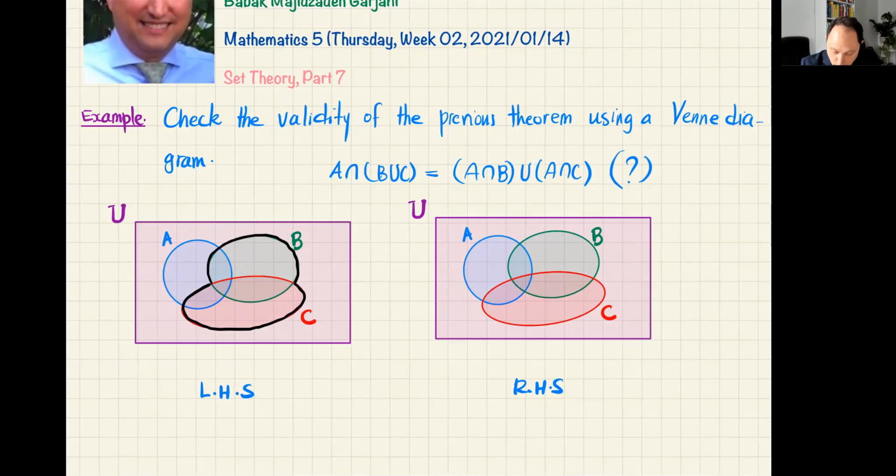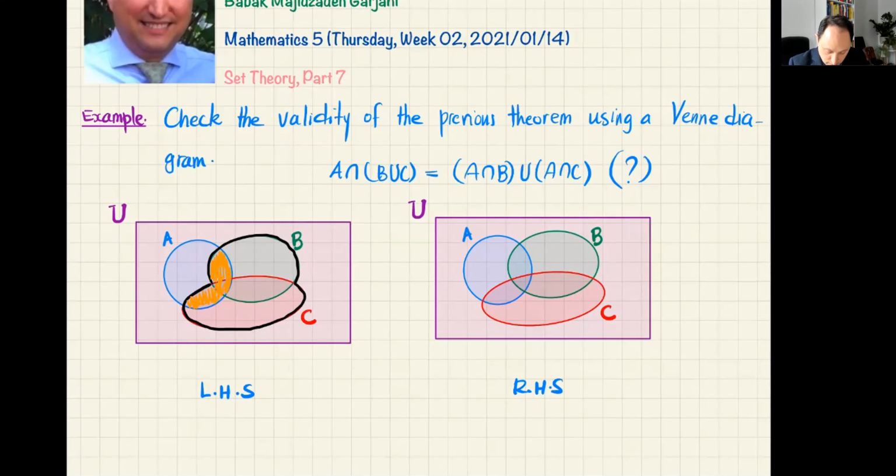So let me change my color. Let me see if I have a good color here. Yeah, we can choose this one. I want to find the intersection between the blue circle and the region inside this black line. So if you agree with me, this part that I am just hatching is actually that part.